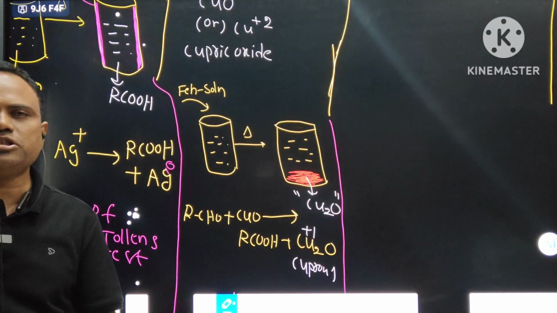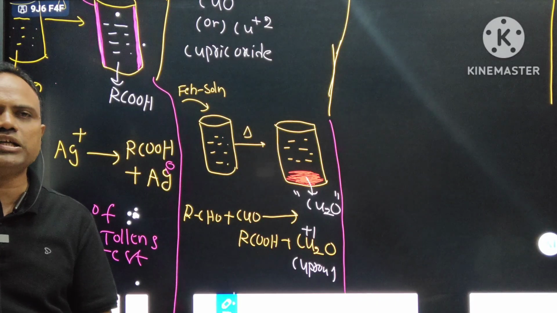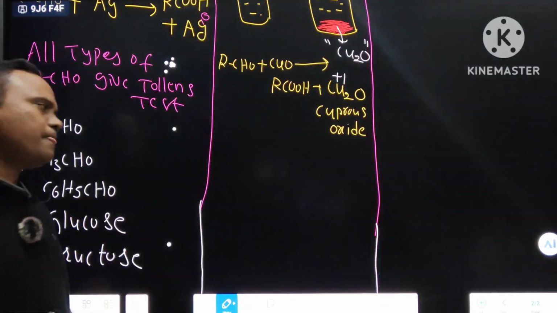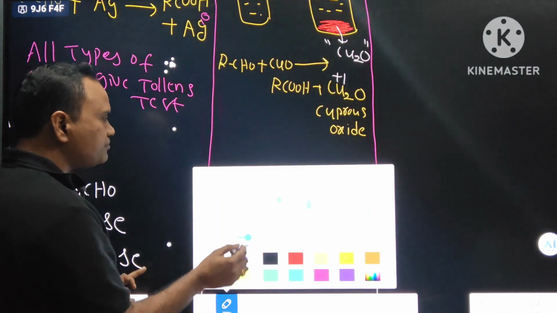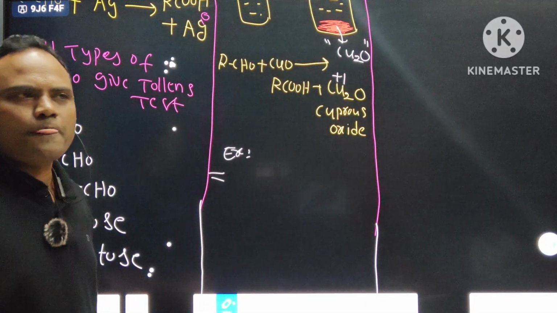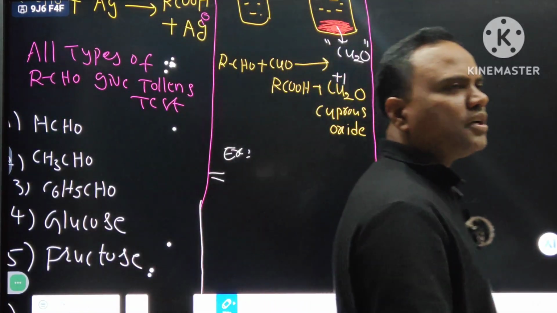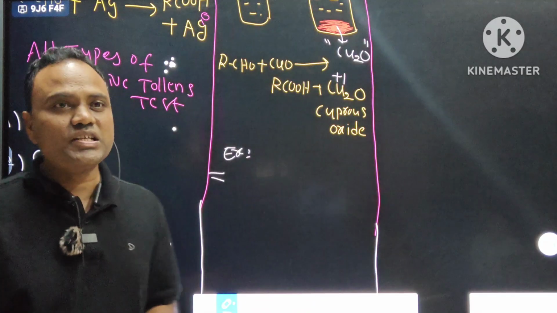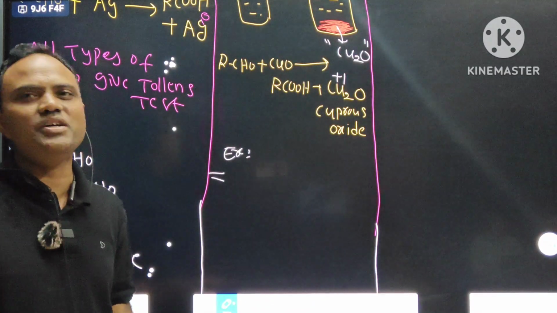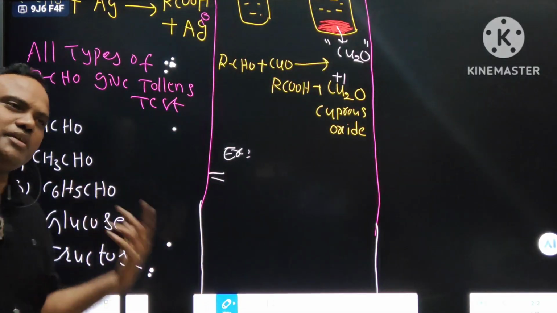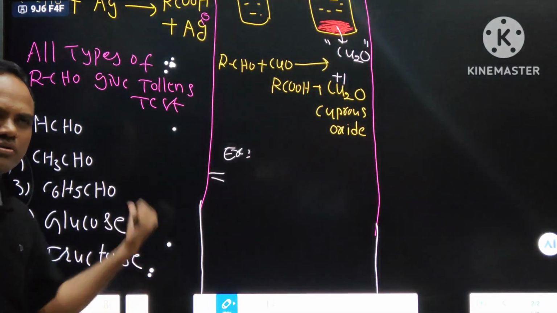Formation of red color indicates that the given unknown compound contains the aldehyde functional group, meaning aldehyde. Examples list. You know, examples only will come. All types of aldehydes respond to Fehling's test except benzaldehyde. But benzaldehyde will give a positive result with Tollens'.